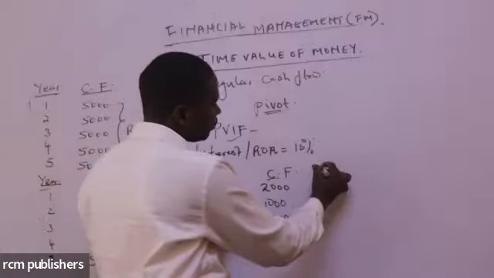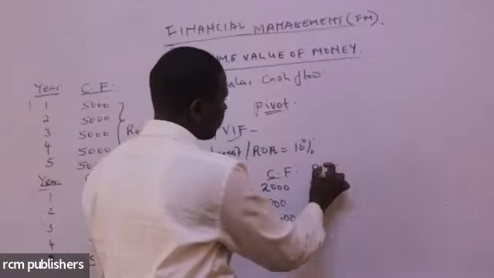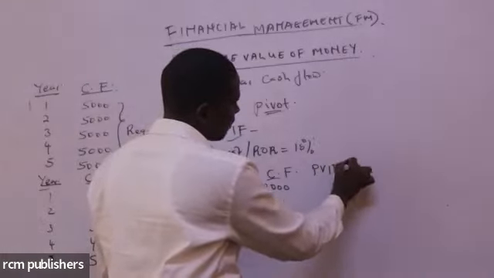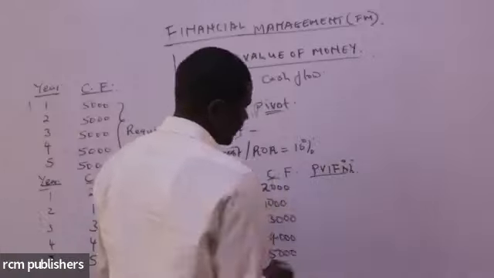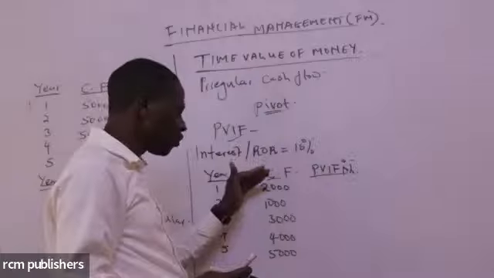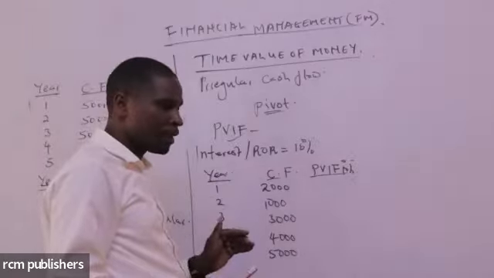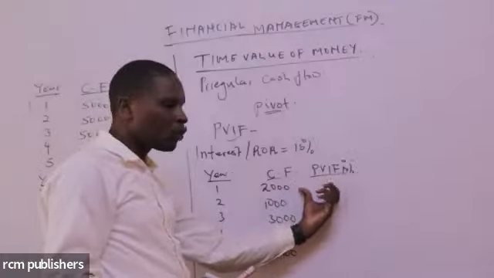Now, I come with my PV here. In fact, it's PV at 10%. Since I want to get the present value of this type of cash flow, which is irregular, I'm going to get the PV for each year.